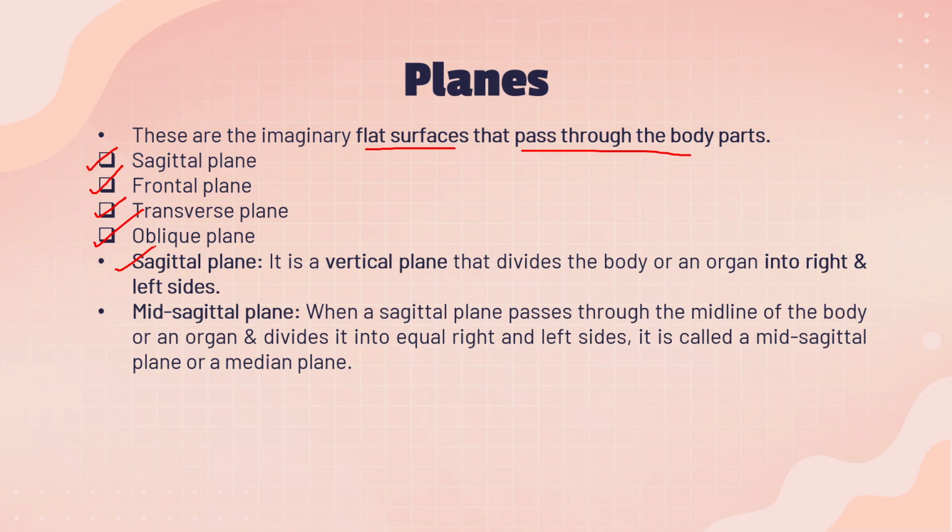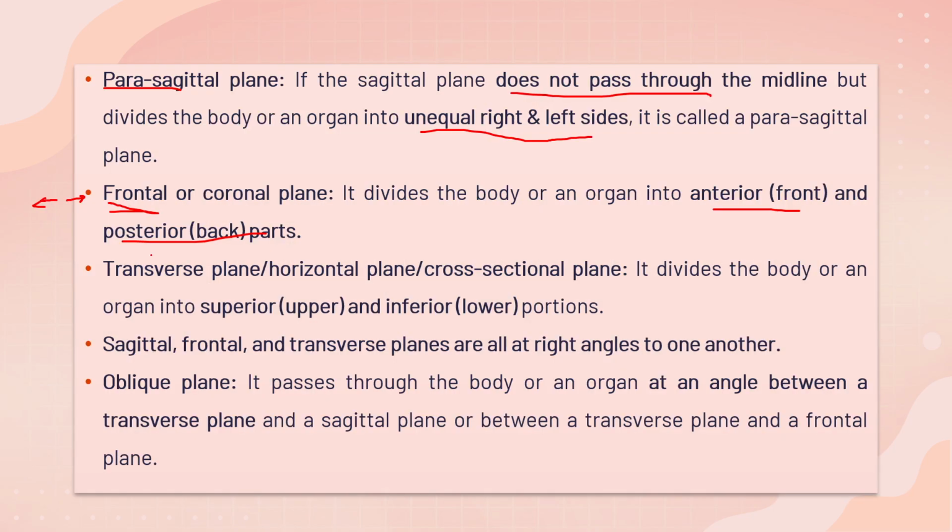Then the transverse plane, also called the horizontal plane or cross sectional plane. It divides the body or an organ into superior, upper, and inferior, lower portions. Superior means what? Upper, and inferior means what? Lower. As it is horizontal, it will divide the body into upper and lower directions.